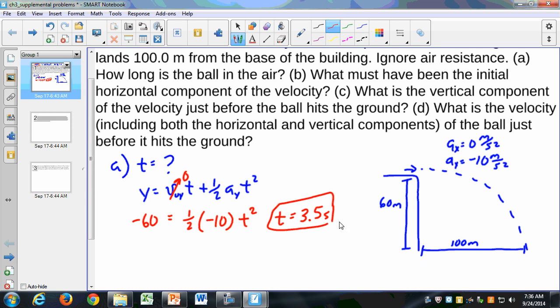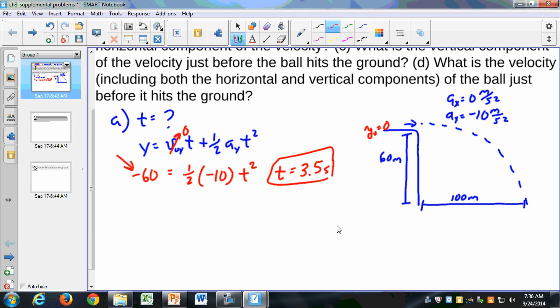One thing to note here is that I use negative 60. That's because I set y naught equal to 0 here. That's my initial position, and it was dropping 60 meters. If you didn't set it to negative 60, you'd wind up with a square root of a negative number, which is imaginary. So that would be a problem.